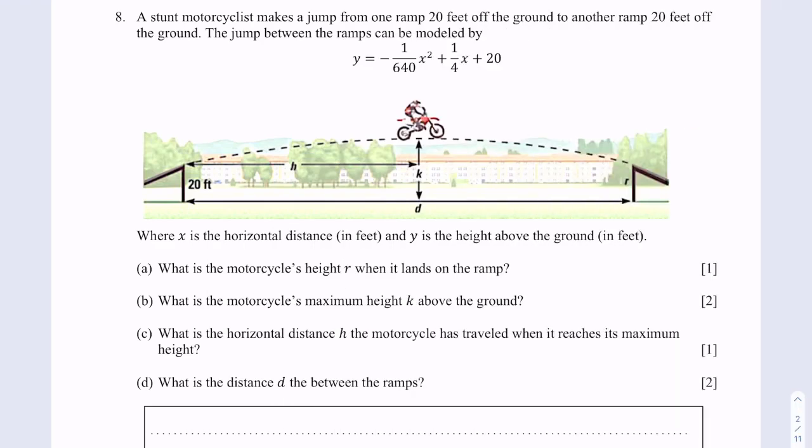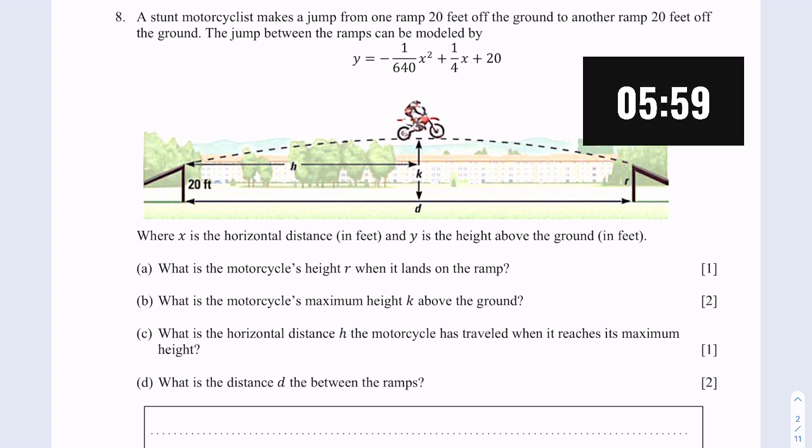Question 8. A stunt motorcyclist makes a jump from one ramp 20 feet off the ground to another ramp 20 feet off the ground. The jump between the ramps can be modeled by y equals negative 1 over 640 x squared plus 1/4 x plus 20, where x is the horizontal distance in feet and y is the height above the ground in feet. Please take 6 minutes and try this question on your own.